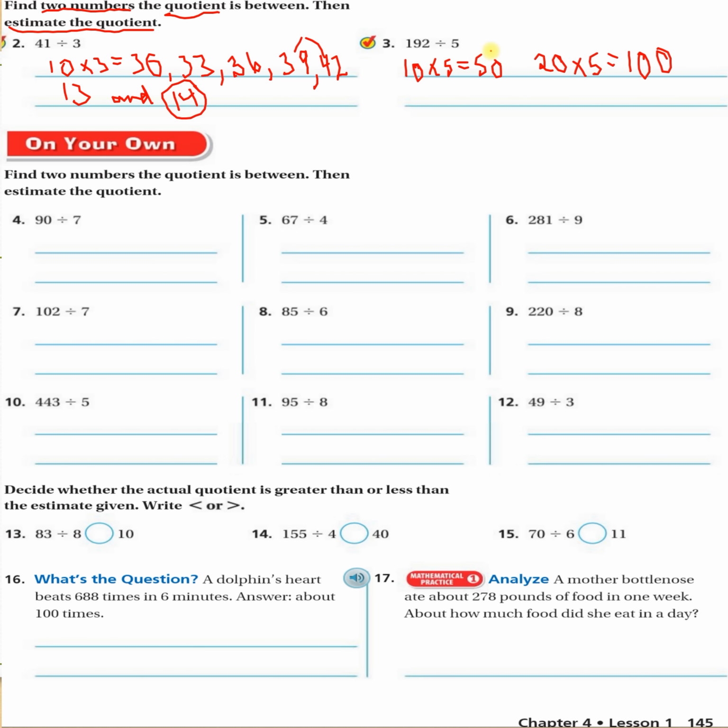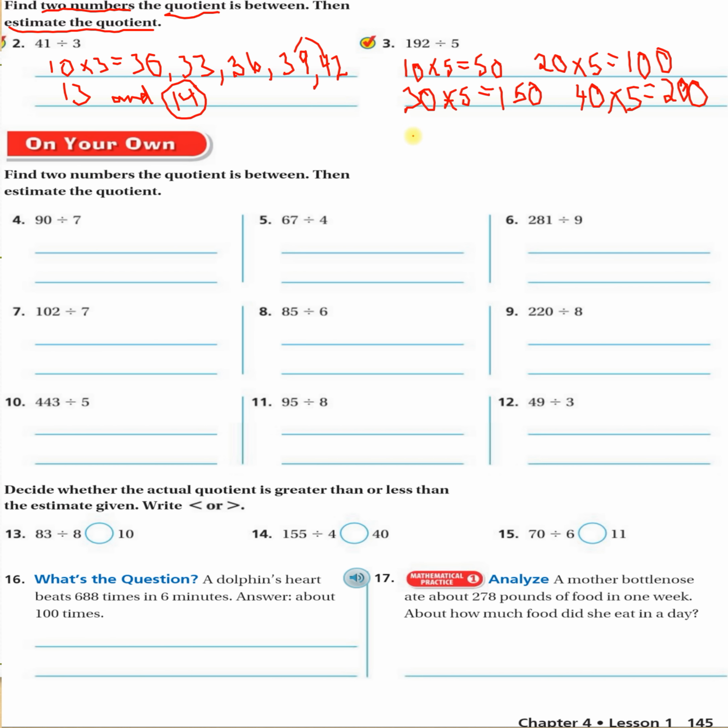I'm still not where I need to be, so I'm going to jump up to 30. This is 100. I need to get up to 192 times 5. It's going to be 150. I'm getting a little closer. So from here, if I wanted to, I could count by 5s, but I'm going to go up to 40 and check that real quick. That's going to be 200. Okay, so now that's very close.